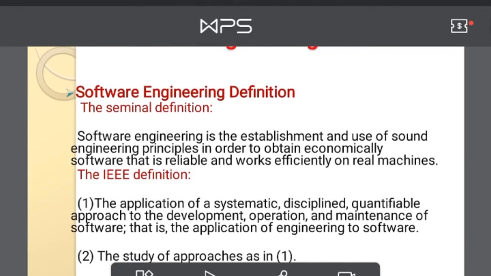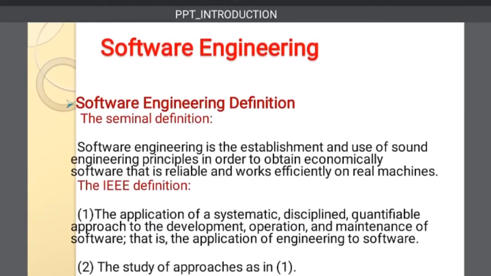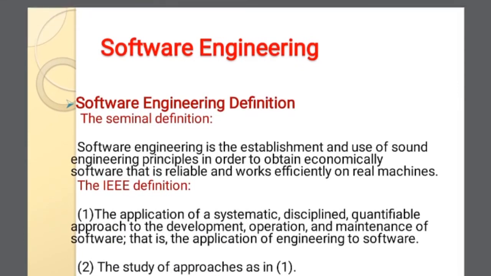Now, the contrasting definition of IEEE here is again the application of a systematic or a disciplined approach to the development, operation, and maintenance of software. So that's how the definitions are given, but they both mean the same. Next, we'll see why software engineering is important.